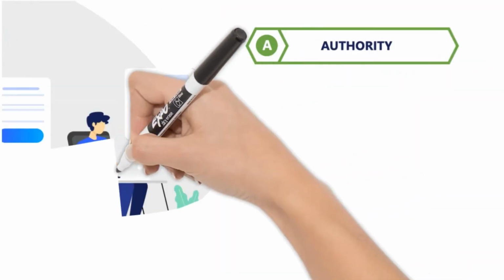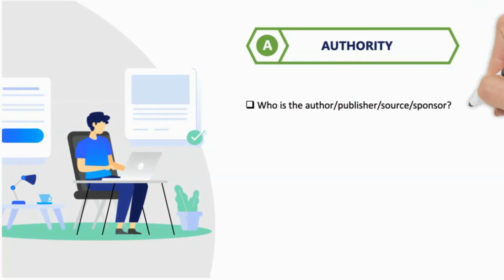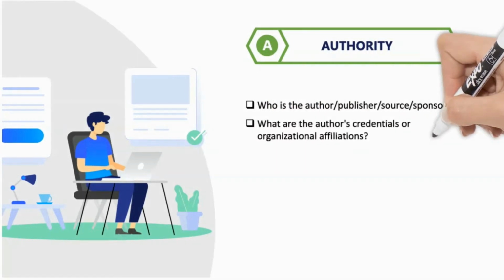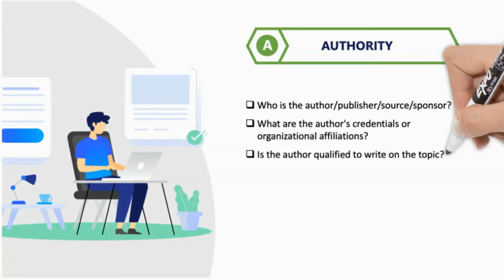Next is A for authority, which refers to the source of the information. Typically on a website, there's an About page where we can find out who the author is or the organization that's presenting the information. It is valuable to know the author's credentials or the organization's affiliations to determine their expertise and qualifications to write about the topic.